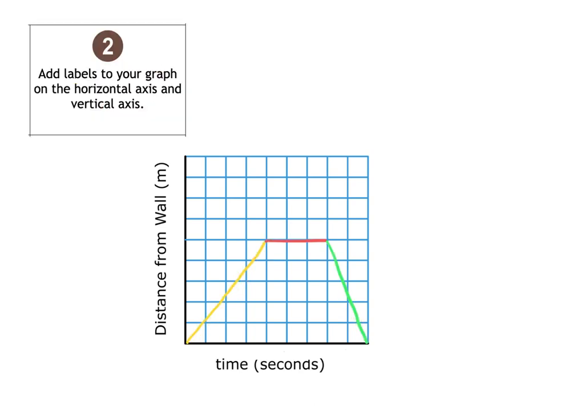The second question was asking us to add labels to our graph on the horizontal axis, which is down at the bottom. We already have a label there of time in seconds, and the vertical axis, which again, we have a label of distance from the wall in meters.